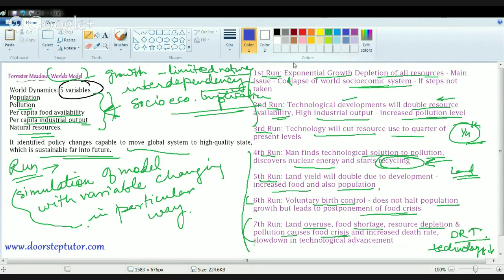There was a lot of criticism of the World 2 model. Some of the basic criticisms were that it considered the whole world as one unit, which is not the case. There was a system within the subsystem, which is not the reality.